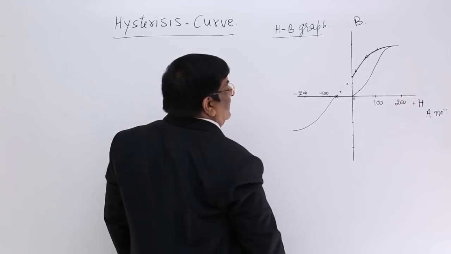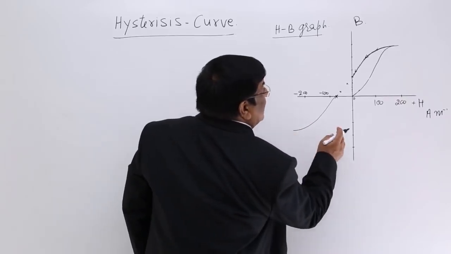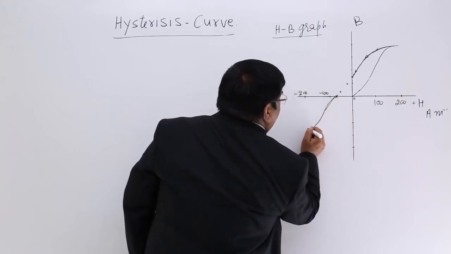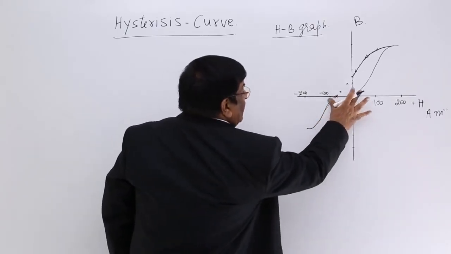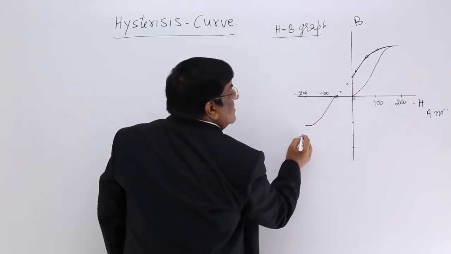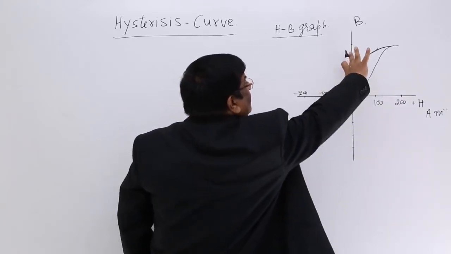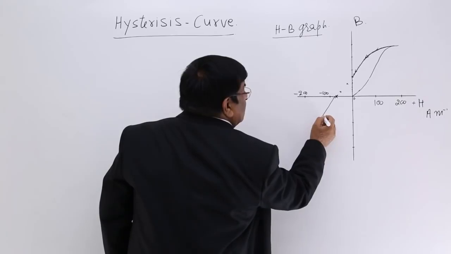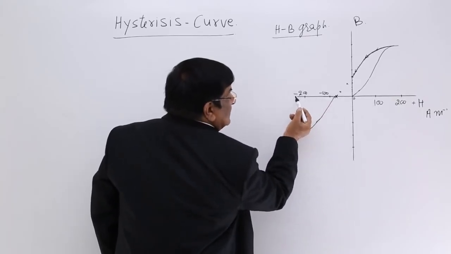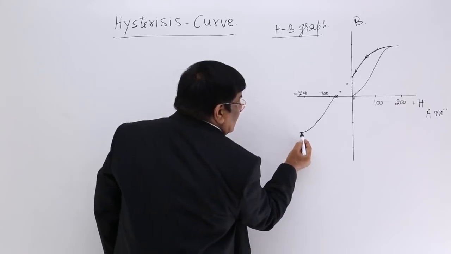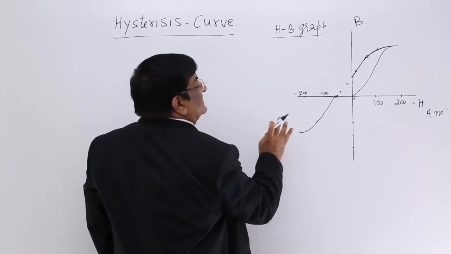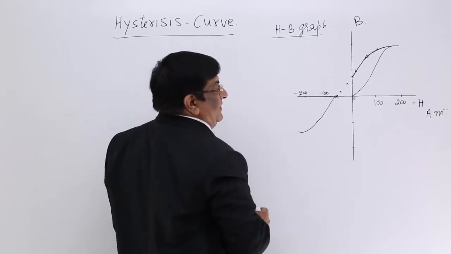Okay. Then what happens? We find that after a certain time, here this graph becomes parallel. What is meant by this becoming parallel? This means that if we increase H anymore, B is not increasing. It has become parallel here. So this is the saturation point on negative side.